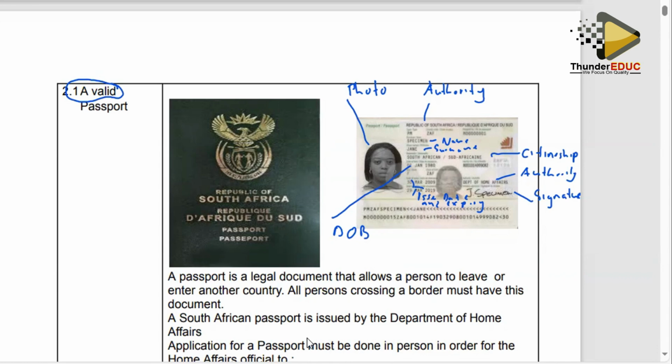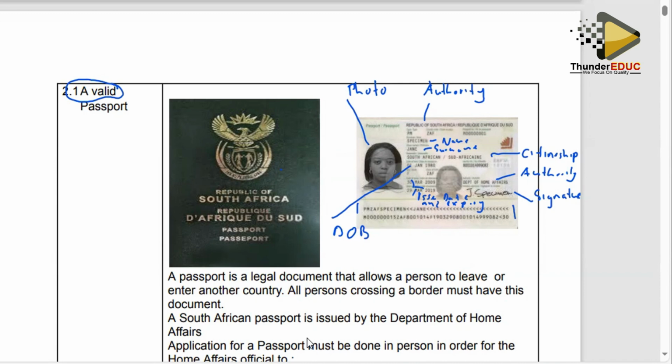In addition to that, we also have this section, which is the section that will be scanned by the immigration official. So when they insert it into a scanning device, it will read the information of the bearer of that particular passport. So that is how a passport looks. The outer cover appears on the left-hand side. Then the inner side, which bears the information, appears on the right-hand side.